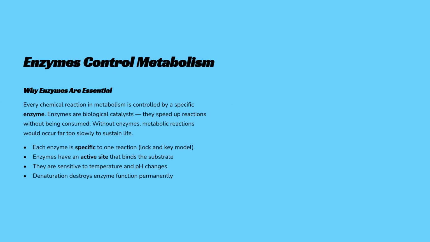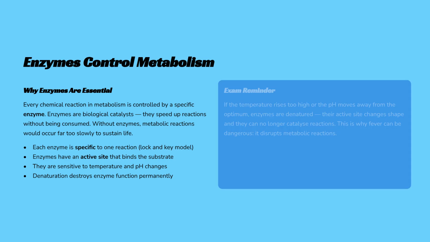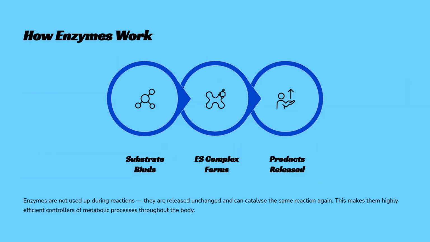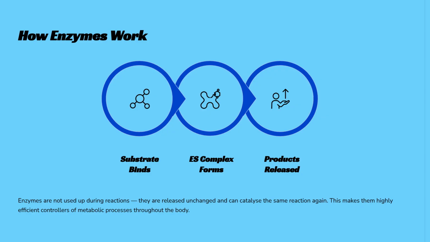Enzymes control every metabolic reaction. They are biological catalysts that speed up reactions without being consumed. Remember, extreme conditions can cause them to denature. Enzymes work using the lock and key model. The substrate binds to the active site to form a complex, then products are released, and the enzyme remains unchanged.